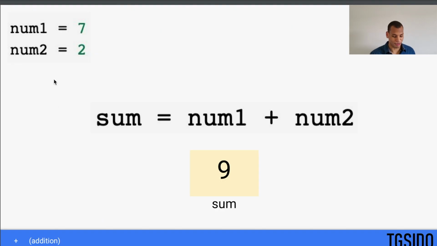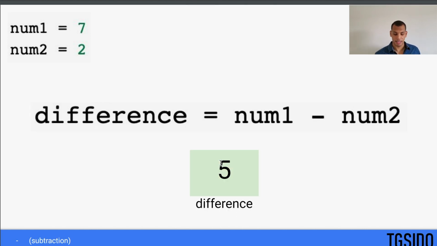Okay, so over here, num1 is equal to 7, num2 is equal to 2, and we're saying sum is equal to num1 plus num2. So take whatever's in num1, which is 7, plus whatever's in num2, which is 2, that's 9. And we're going to put that into the sum variable, and we see that in the box over here. Similarly, difference is equal to num1 minus num2. Num1, remember, is 7, and num2 is 2, so 7 minus 2 is 5. Let's go ahead and put that into the difference variable.